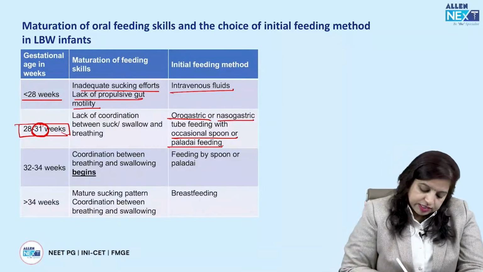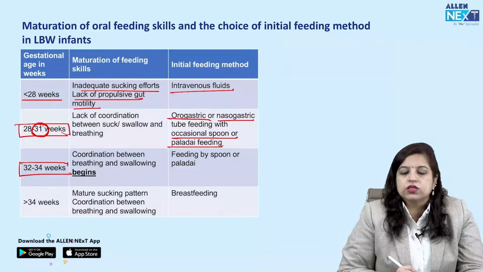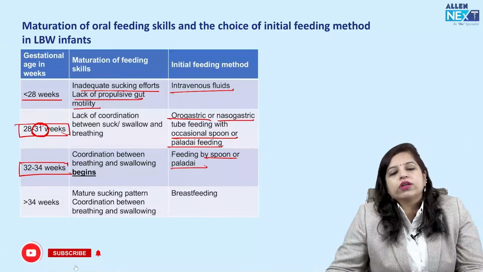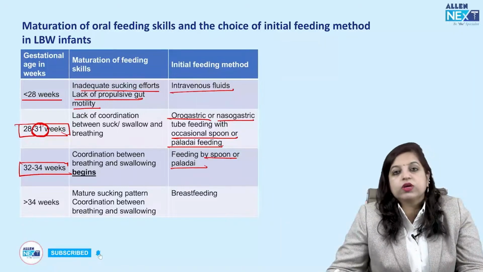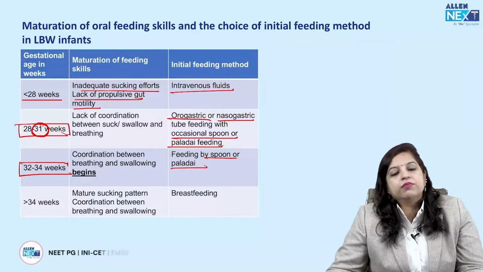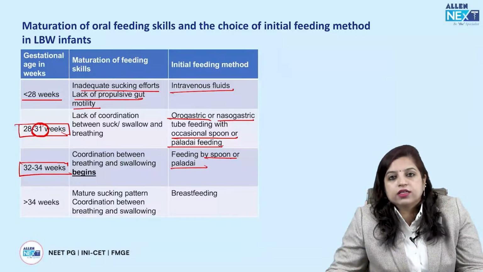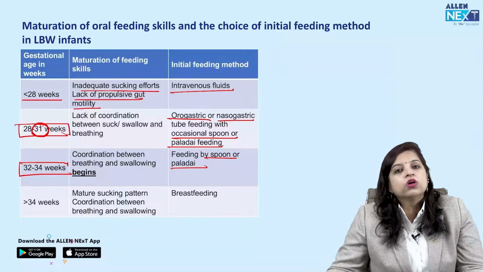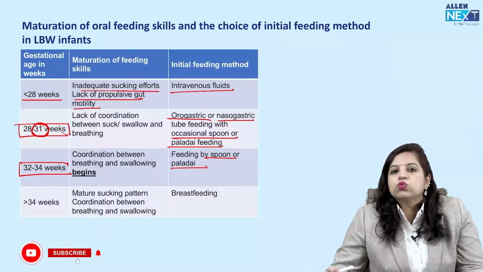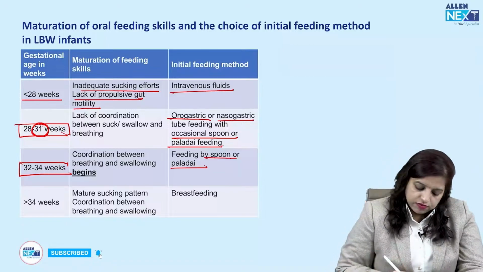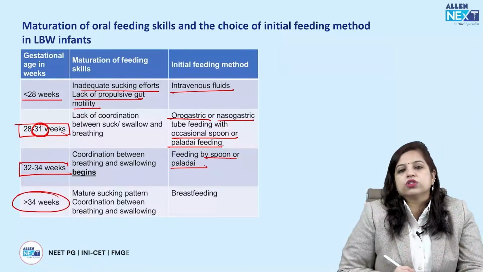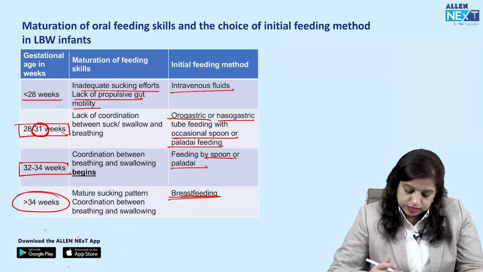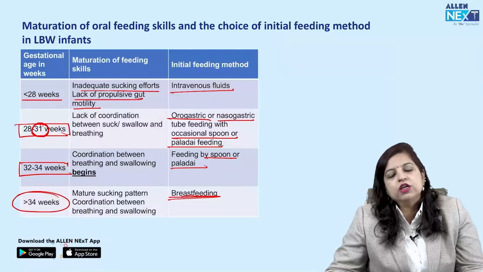And when finally the child crosses 32 weeks of gestation, then the preferred mode of feeding is by spoon or palladai, because the coordination between the breathing and the swallowing begins, but still the sucking, breathing and swallowing coordination totally is not there. So since breathing and swallowing coordination has begun, we try to exploit that coordination by using a spoon or palladai feeding. And finally, at more than 34 weeks of gestation, we will like to go for direct breastfeeding, because now the coordination between the suck, swallow and breathing has been fully established.